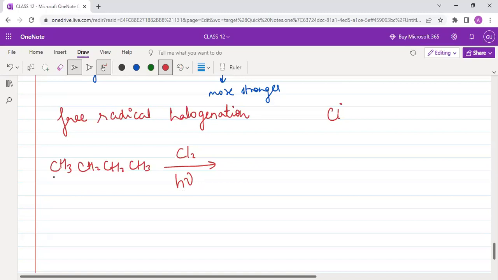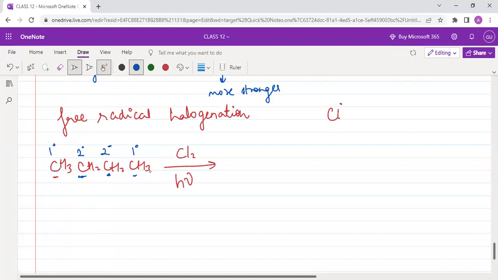Now tell me, this carbon is primary or secondary? This carbon is attached to only one carbon atom, so it is primary. What about this one? This one is also primary. And what about these middle ones? These ones are secondary, because they are attached to two carbons.